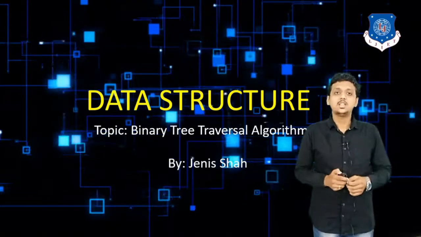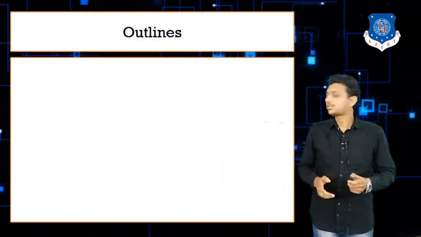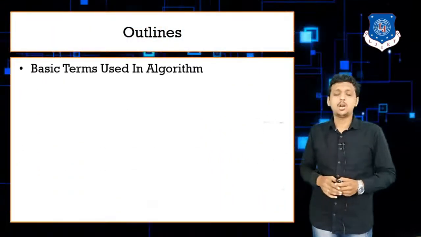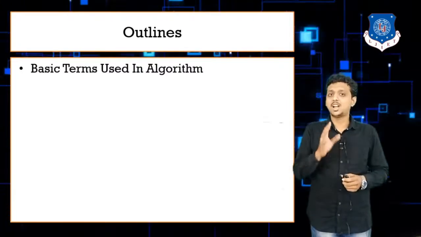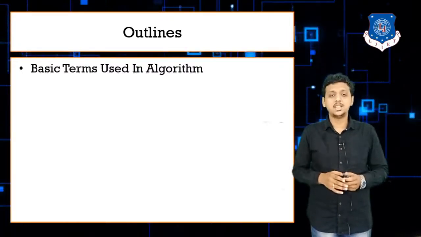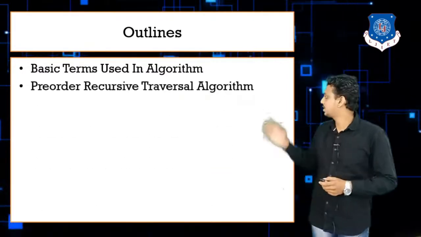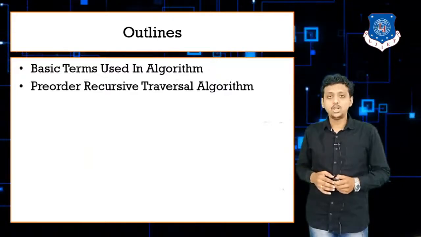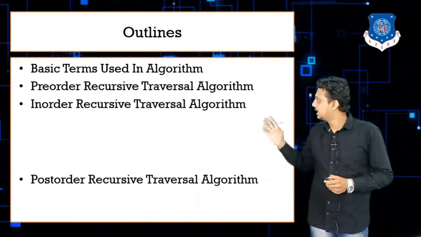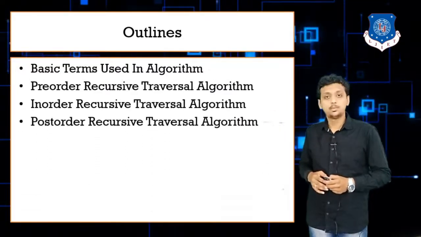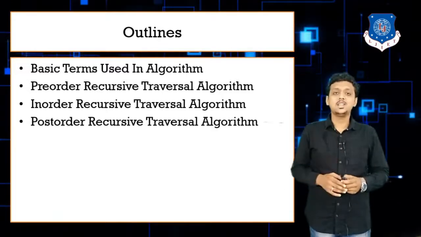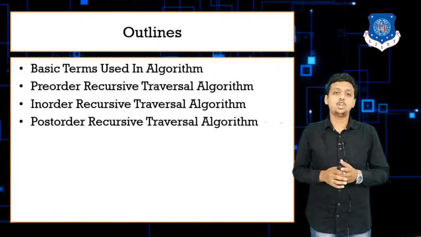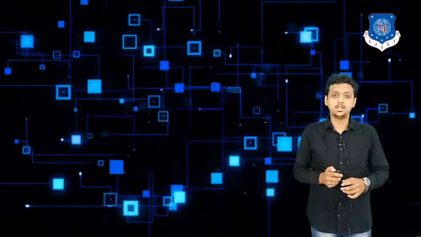So let's begin with today's outlines. Students, today we are first going to learn about the basic terminologies which we are going to use in our traversal algorithms. Then the very first algorithm is for pre-order, then for in-order, and the last one is for post-order traversal. Fine. So let's begin with the first, basic terminologies used in algorithms.